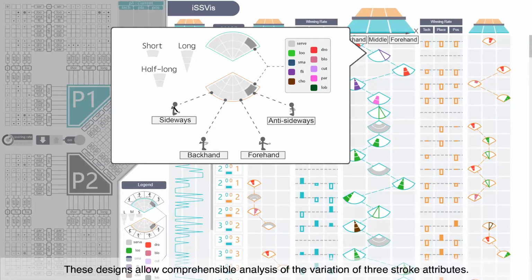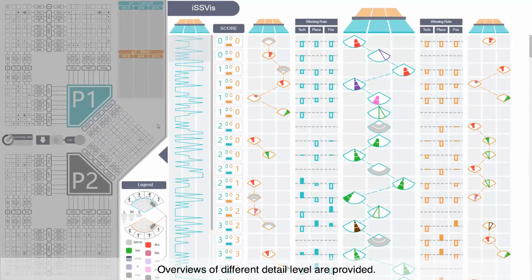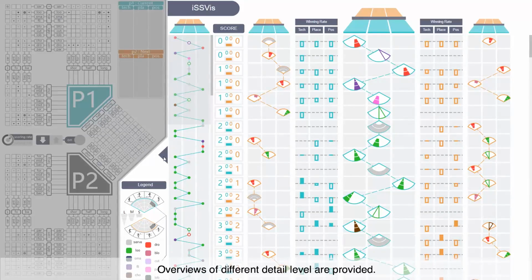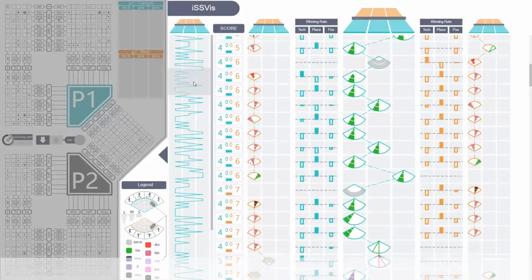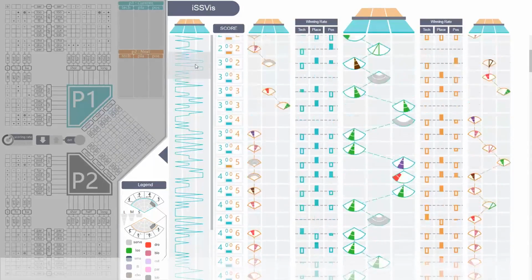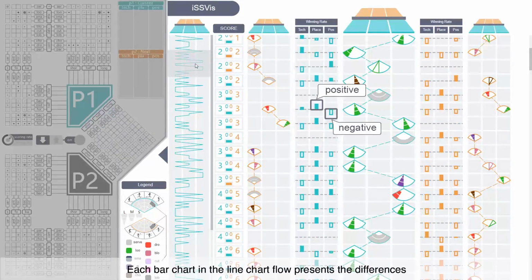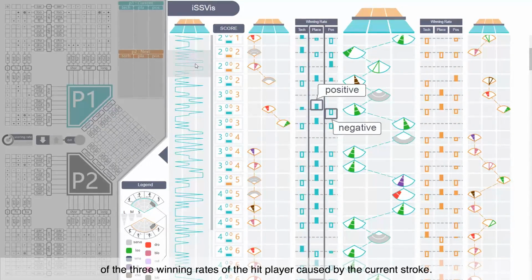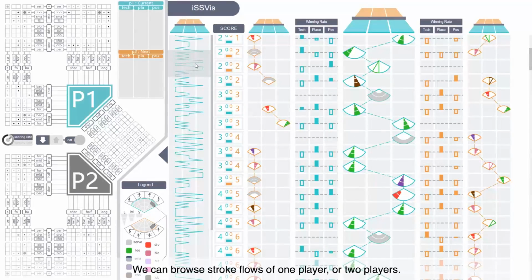These designs allow comprehensible analysis of the variation of 3 stroke attributes. Overviews of different detail levels are provided. The overviews are coordinated with the stroke flows. Each bar chart in the bar chart flow presents the differences of the 3 winning rates of the hit player caused by the current stroke. We can browse stroke flows of 1 player or 2 players.